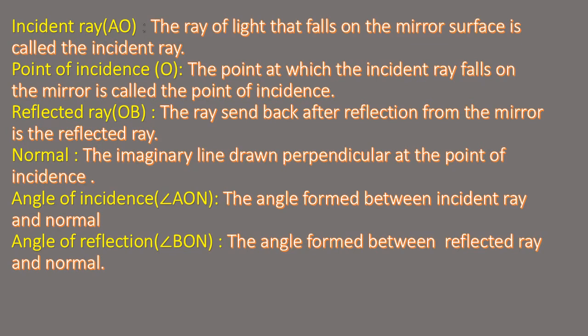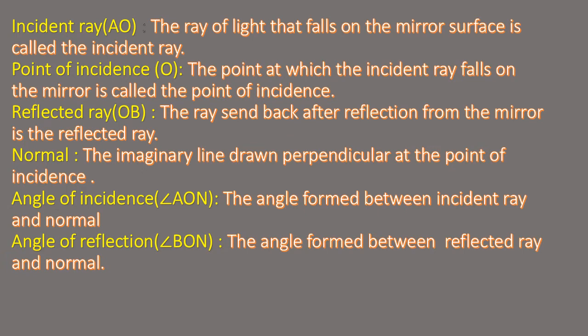So before going into the laws of reflection, let us again familiarize ourselves with the terms that we used in our previous ray diagram. Incident ray: the ray of light that falls on the surface or on the mirror surface is called the incident ray. Point of incidence: it is the point at which the incident ray falls on the mirror. Reflected ray: the ray that is sent back after reflection from the mirror is called the reflected ray. Normal: the imaginary line drawn perpendicular at the point of incidence is called the normal.